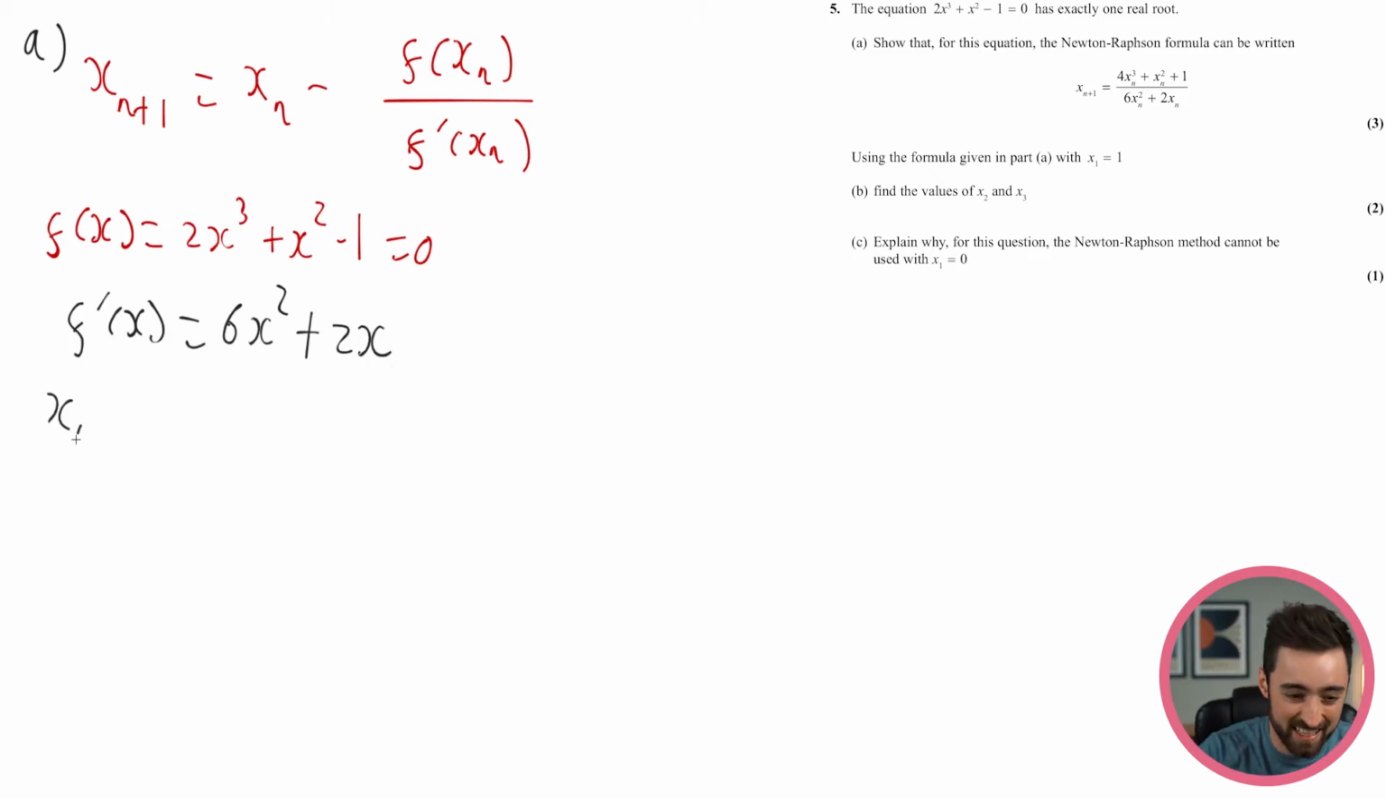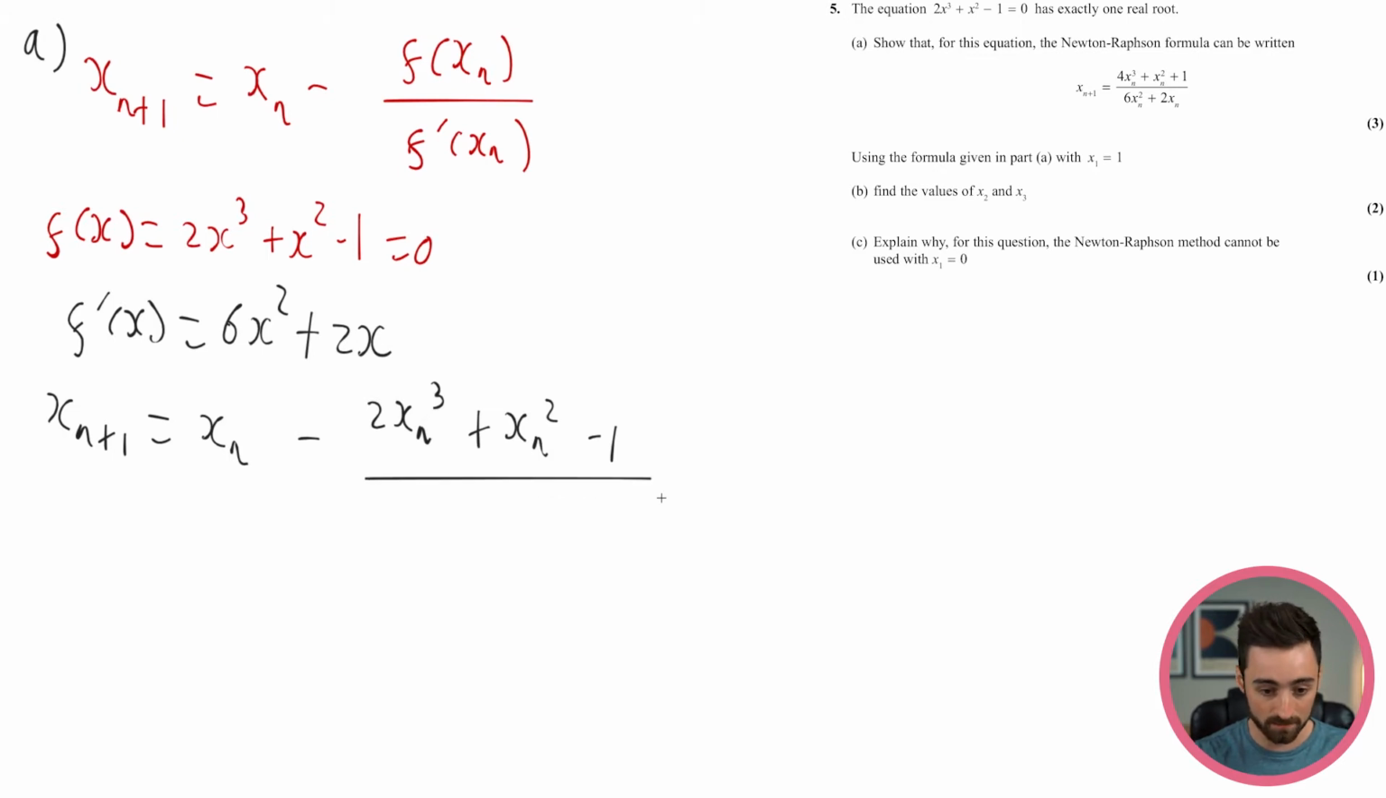So I'm going to get xn plus 1 equals xn minus f of xn. So I'm going to sub xn into this: 2xn cubed plus xn squared minus 1. And then I need to sub xn into the derivative: 6xn squared plus 2xn. Let's just clean it up and see what happens. We've got one fraction, and we're not there yet, so what I'm going to do is multiply this by this denominator here, and then put it all into one fraction because I'll have a common denominator.